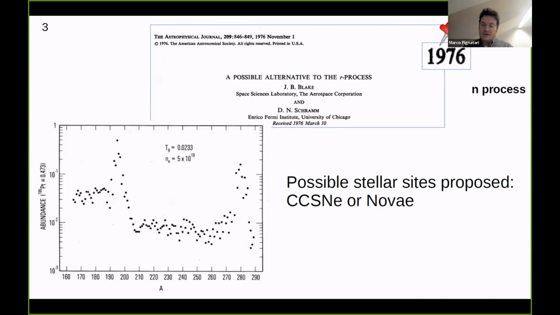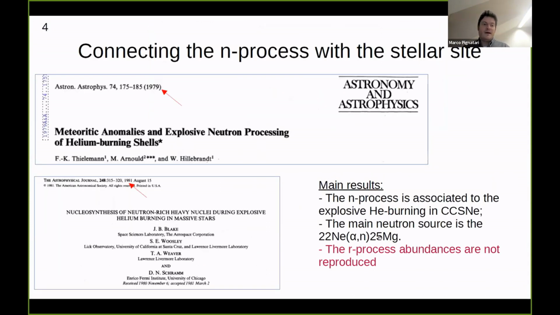A few years later, in 1979 and the beginning of the 1980s, came the work of Friedel, and then the work again of Blake and Schramm together with Woosley and Weaver, when they found that in a Core-Collapse supernova explosion there is a specific part of the ejecta, the external part, where explosive helium burning is triggered, where the Ne22(alpha,n) reaction can power neutron densities that can be associated to the N process regime.